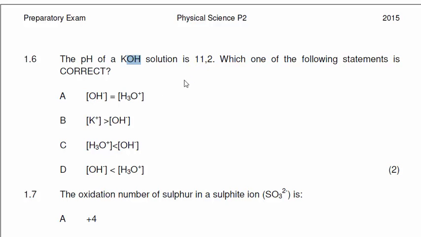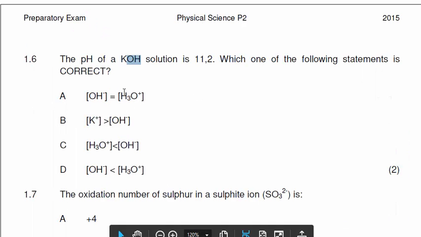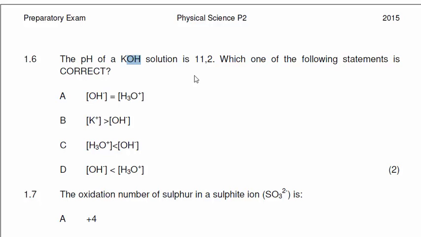This one, you could also look at it like this. Since you know that the pH is that, no, I don't want to go into that right now. If the pH is more than 7, it means there's more hydroxide than hydrogen. If the pH is less than 7, there's more hydrogen than hydroxide. So this one is more than 7, so there's more hydroxide than hydrogen. So C.